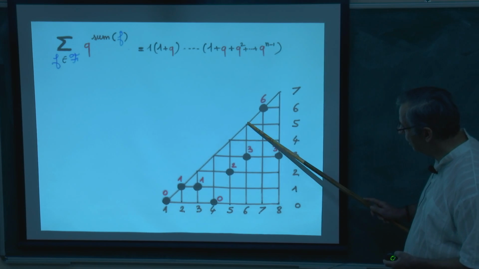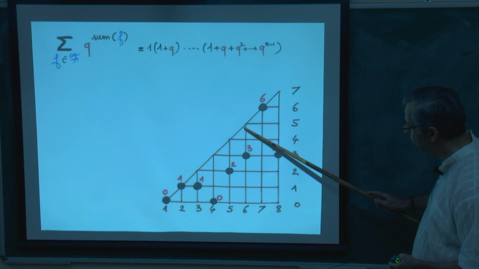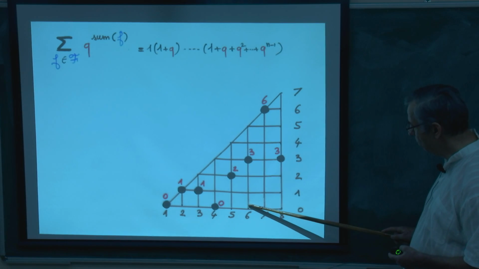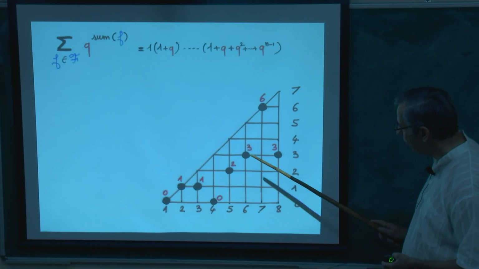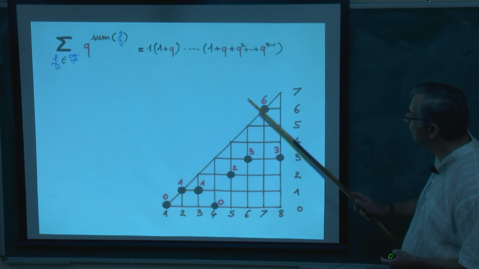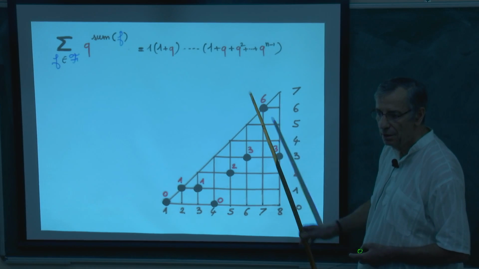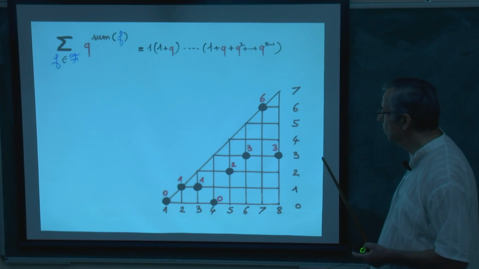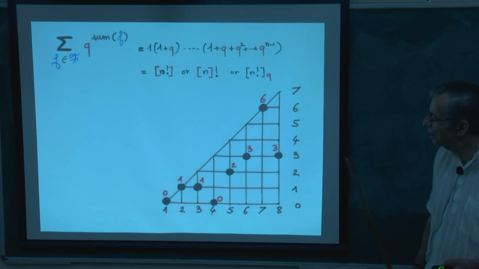So what is the generating function for one column? It's a product of generating functions, and for one column it's 1 plus q plus q squared plus q cubed. This will give you q cubed. So for each column, this is the first column, second column, and the last column. This is the weight. So obviously you have this product. So this is the most natural interpretation of the q-analog of n factorial.